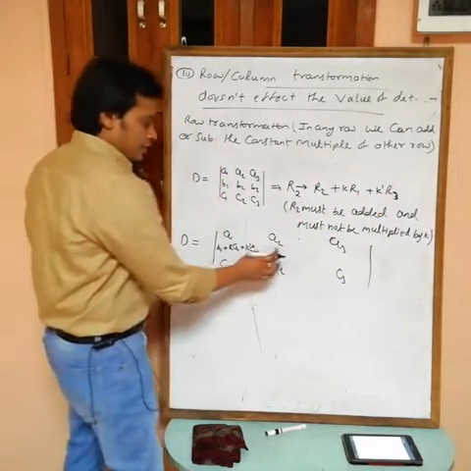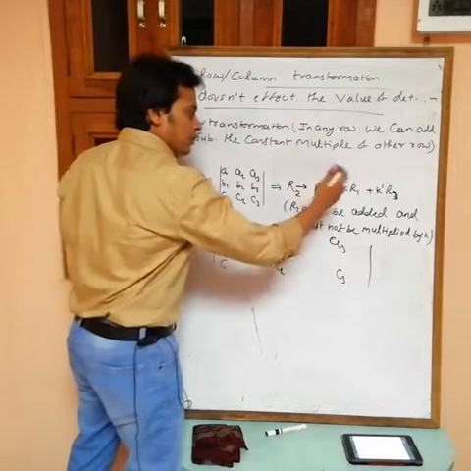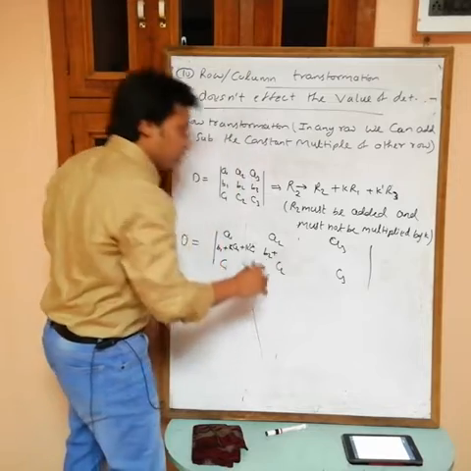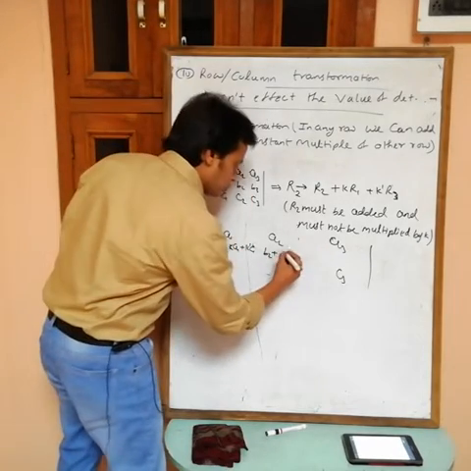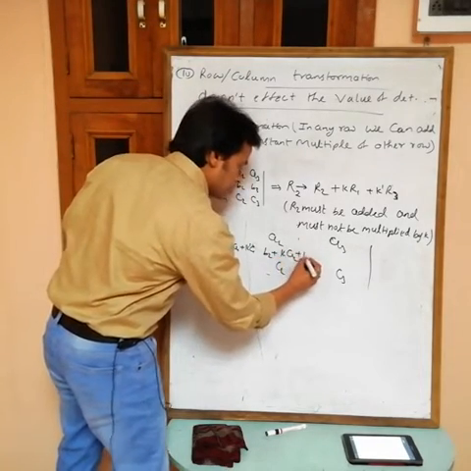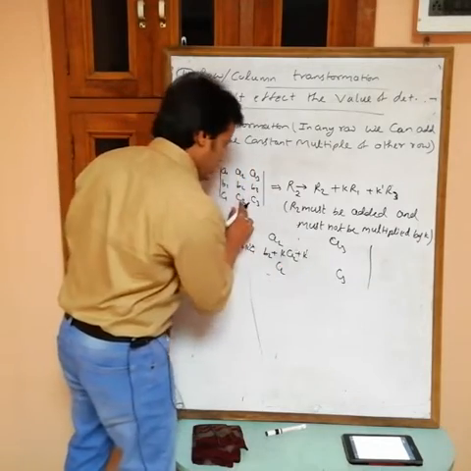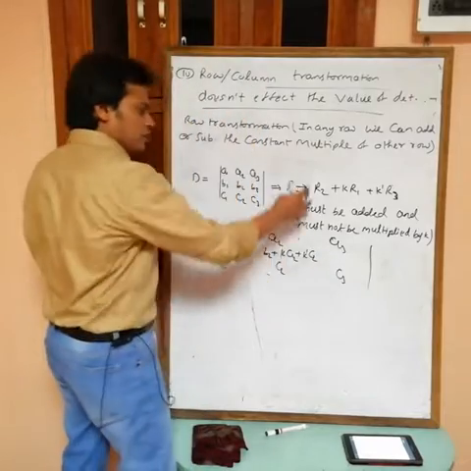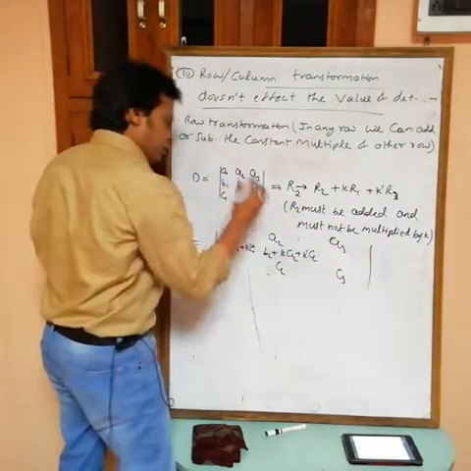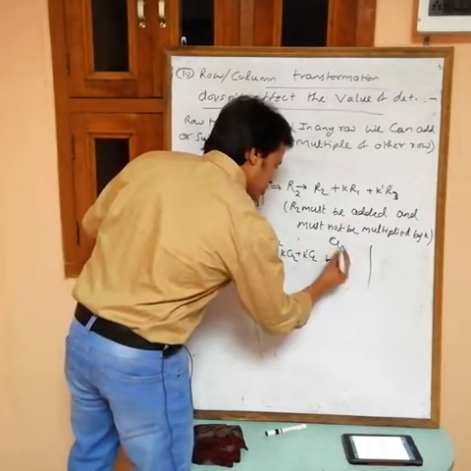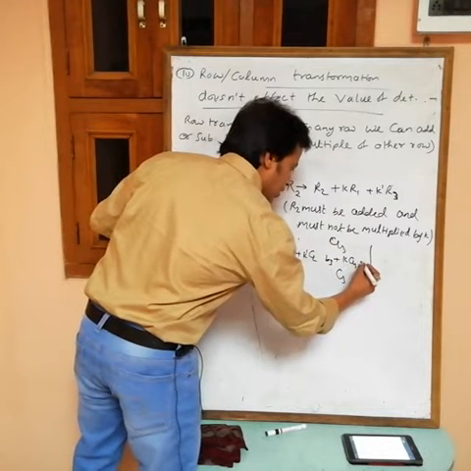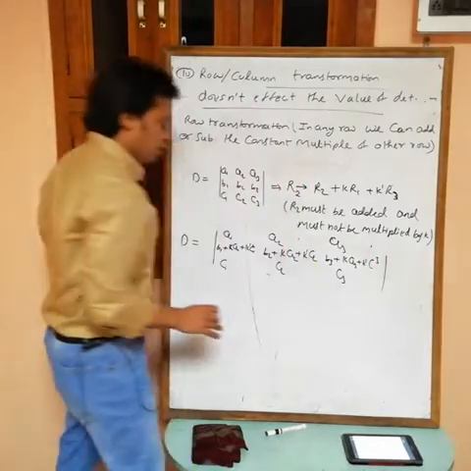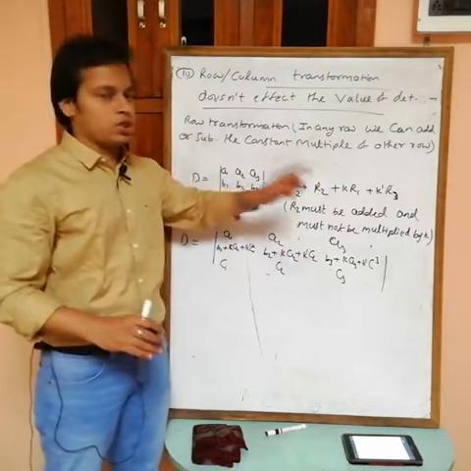Now again for the second element: R2 plus k R1 plus k dash R3. So R2 element B2 plus k into this one, k A2, plus k dash times the R3 element, which is C2. Now here also the same: B3 plus k A3 plus k dash C3. This belongs to this transformation.